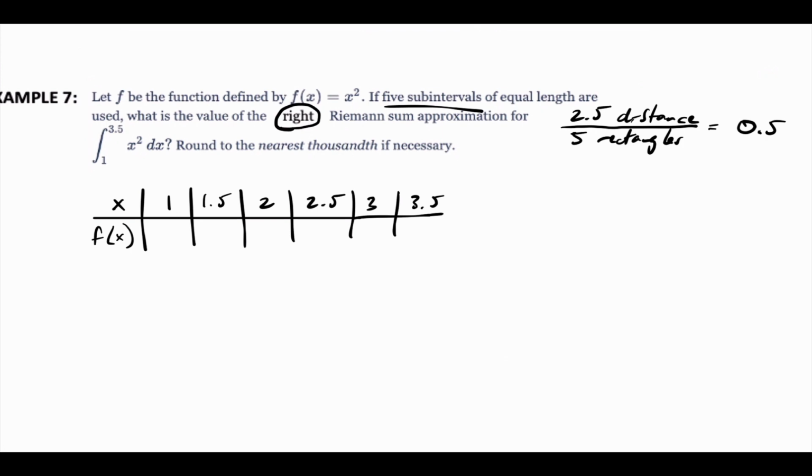So the first rectangle is going to go from 1 to 1.5. The next rectangle is going to go from 1.5 to 2, from 2 to 2.5, from 2.5 to 3, and then from 3 to 3.5. That's 5 rectangles, and they're all 0.5 in width.